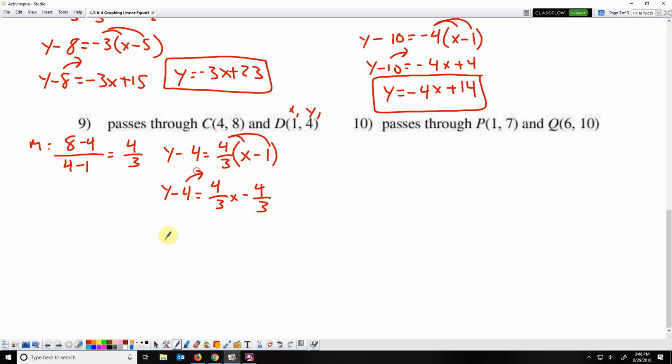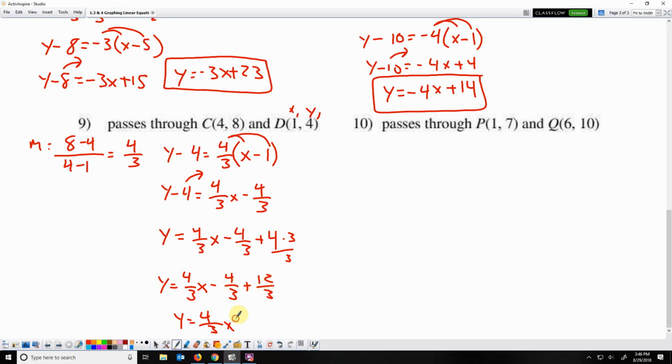So I need to add this 4 to the other side. And I'm going to take a couple steps to do that, just to show you how this works. 4/3 x minus 4/3 plus 4. Now I need a common denominator here, so times 3 on top and bottom. Y equals 4/3 x minus 4/3 plus 12/3. So we've got y equals 4/3 x, and then negative 4 plus 12 is 8, so plus 8/3.